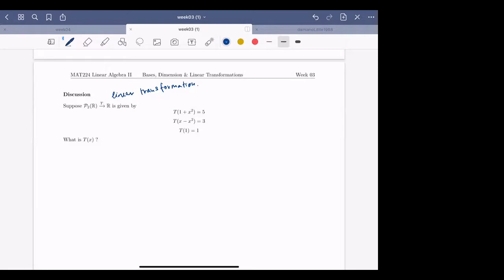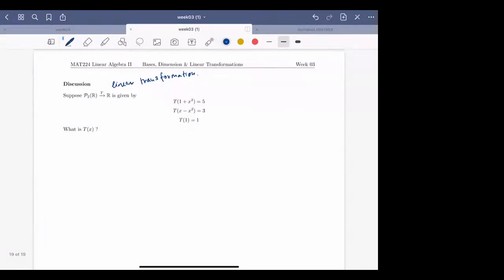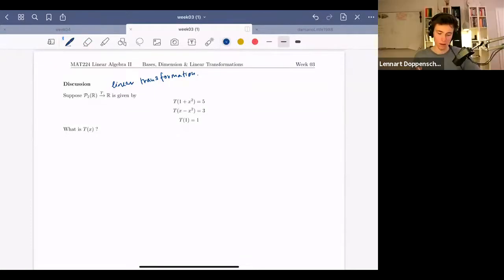So what I did was I recognized that since the transformation is linear, you can split. Since I know that t of 1 is equal to 1, you can split the very top one into t of 1 plus t of x squared, and then you can solve for t of x squared, and I got 4. And then you can do the same thing for the second one. So t of x minus t of x squared is equal to 3, and I got t of x is equal to 7. Yes.